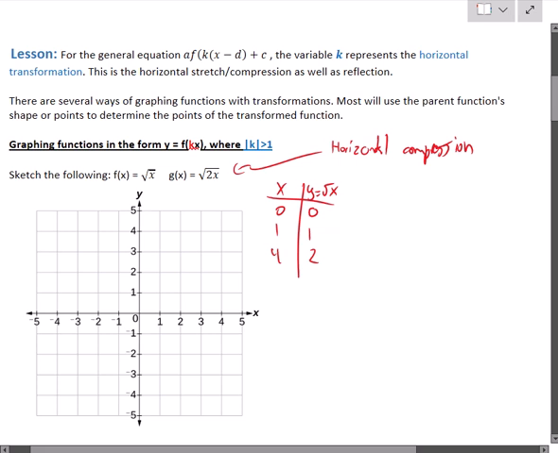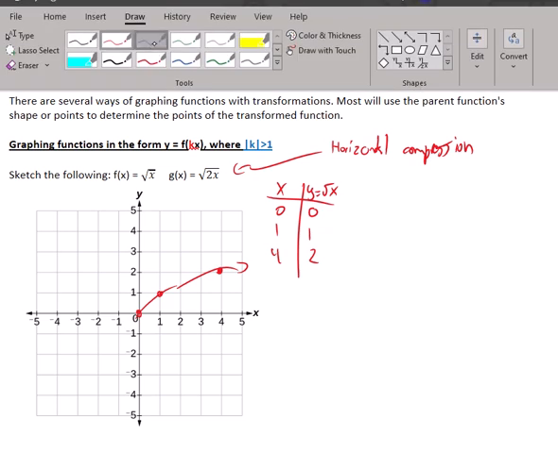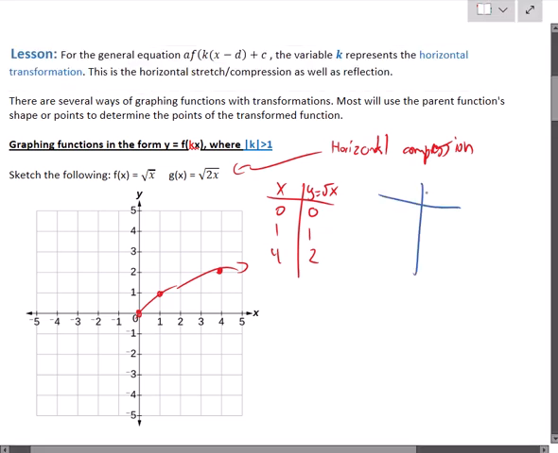So let's plot our parent function first. Let's change colors and do our transformed function. In our new table of values for the transformed function, y stays the same. There's no effect on the y values, so we have 0, 1, and 2. And our new x values are half of the previous x values. We're taking each of these and dividing them by 2. Half of 0 is 0, half of 1 is 1 half, half of 4 is 2. So these become our new coordinates.